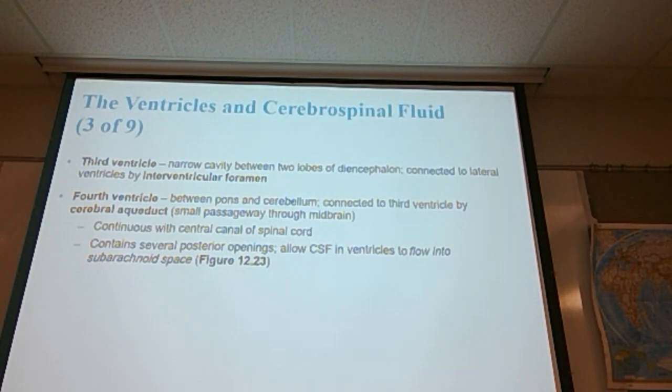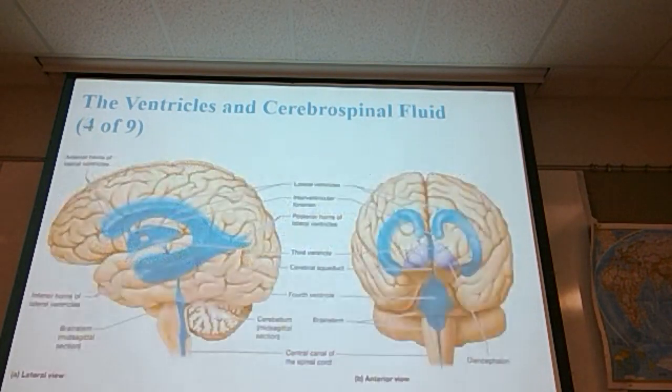It contains several openings, which allows the cerebrospinal fluid in the ventricles to flow into the subarachnoid space. So again, all of these things are continuous. The first and second and third all flow into the fourth, and the fourth one is the one that ultimately connects to the spinal cord.